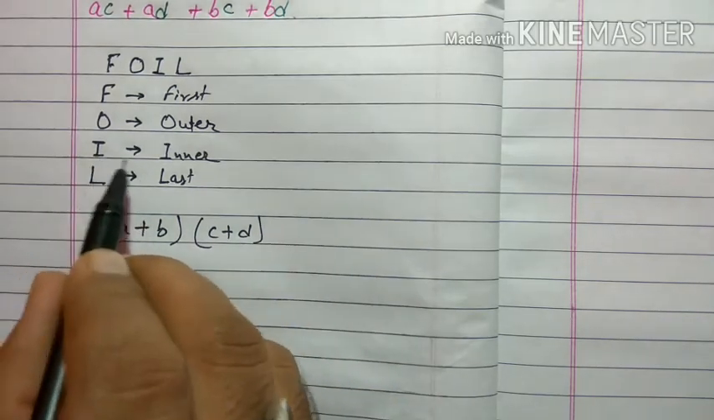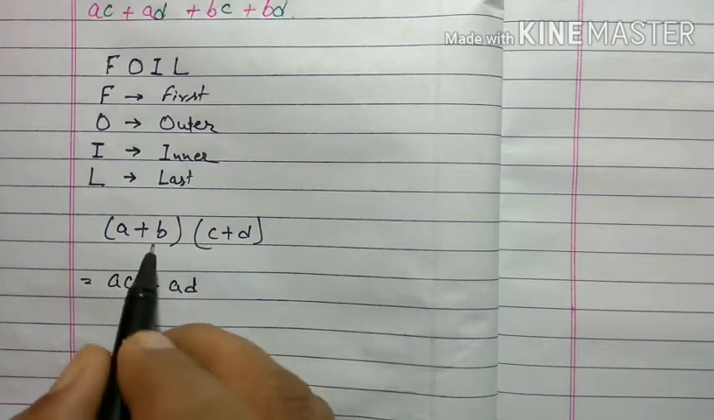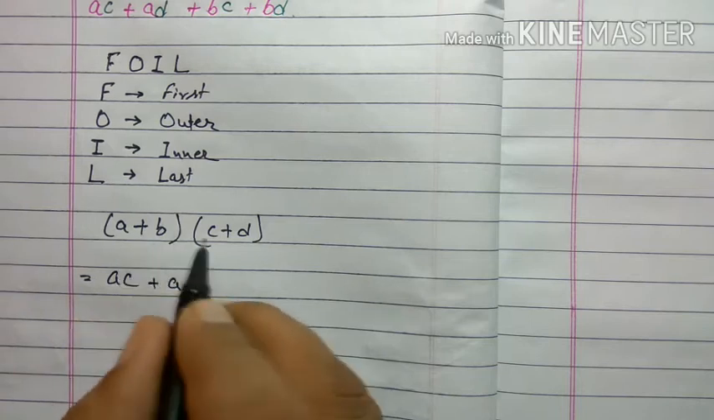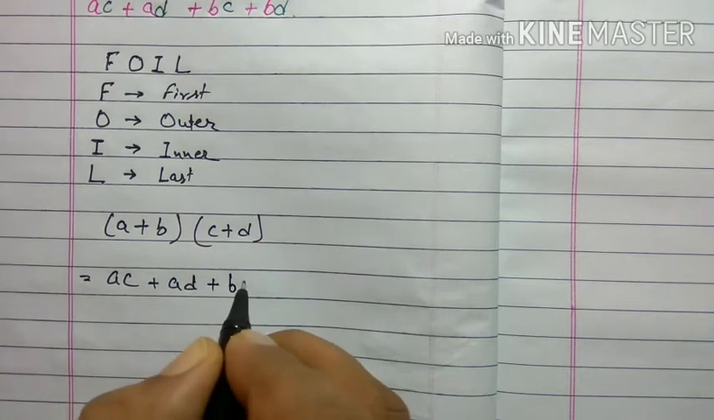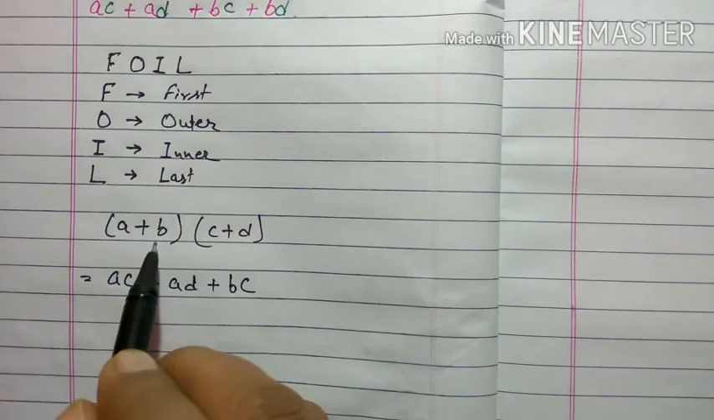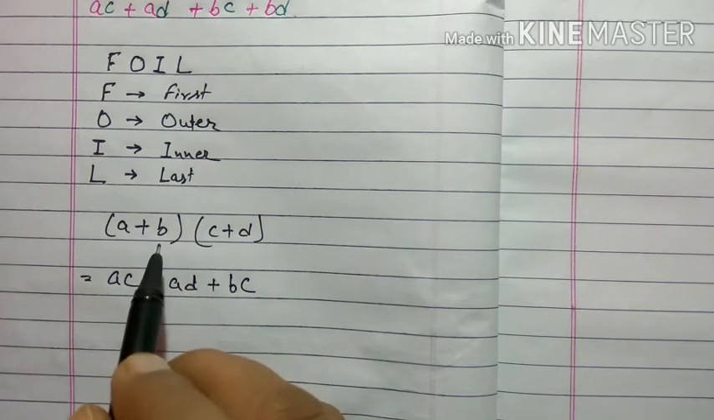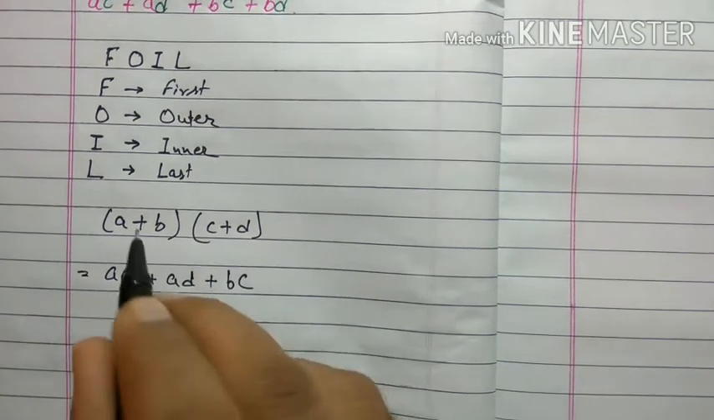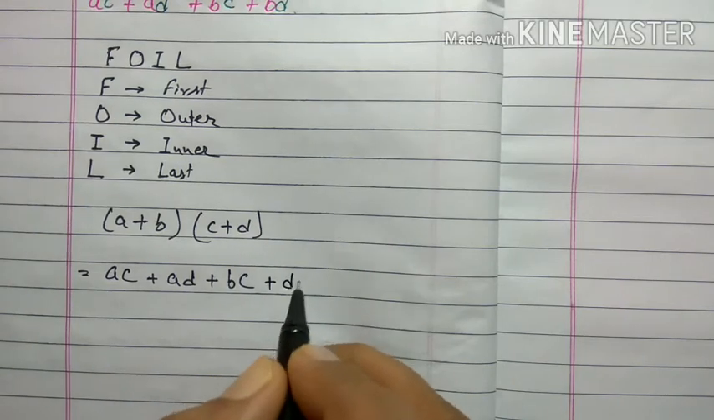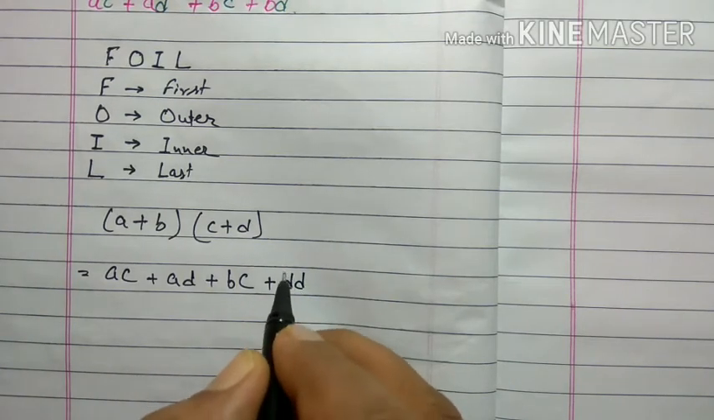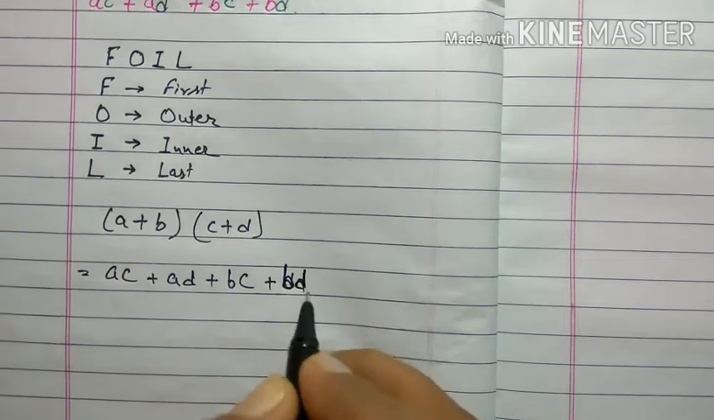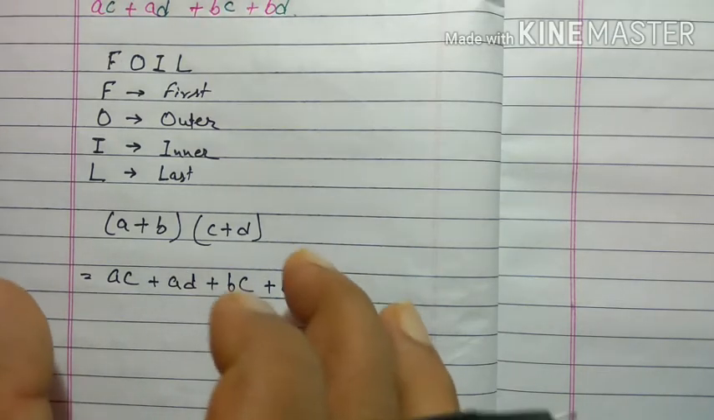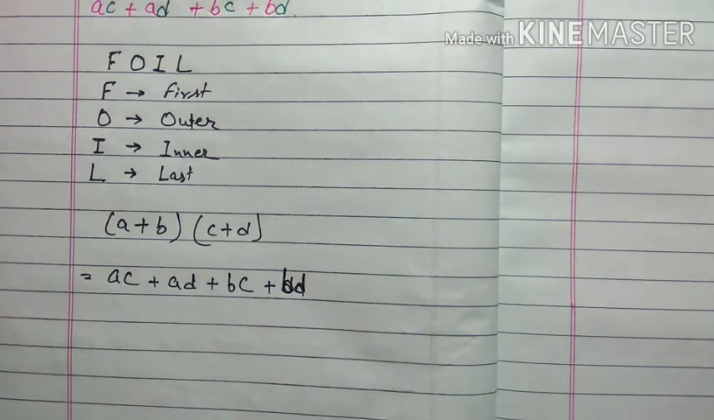And then I for inner. Inner means b and c, these two numbers are inner, so we will multiply b into c, and both are positive, plus plus plus bc. And the last means b and d. The last of this bracket is b, and in this bracket it is d. So b into d, both are positive, so plus plus plus bd. This is called FOIL. This is a quicker way to find the product of two binomials, right?